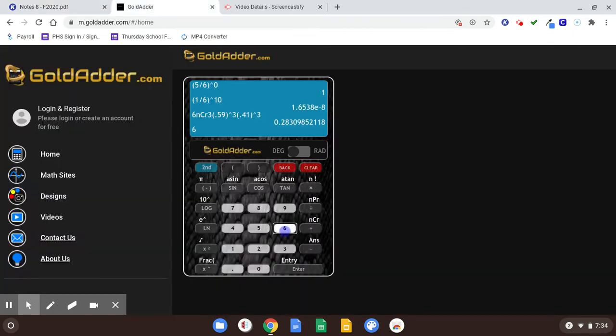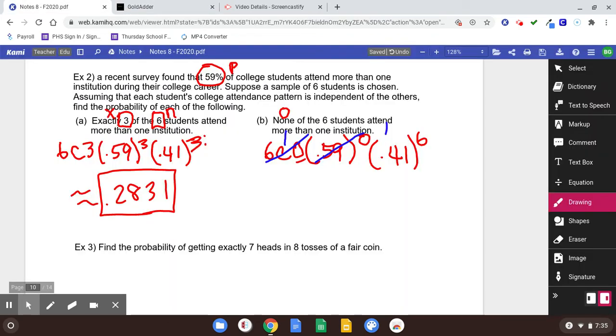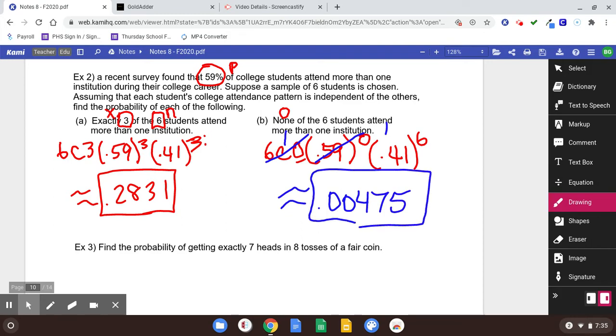Let's just make sure 6 choose 0 is 1. Okay. So really all I have to do is 0.41 to the 6th. If you didn't know that, you just type in the whole thing. It's fine. Here, if you did 4 decimals, it's 0.0048. I'm going to go ahead and do 0.00475. Just give me enough decimals to be descriptive.